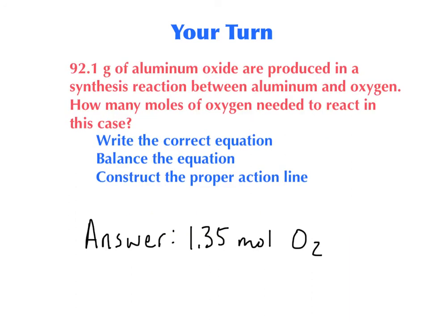Okay, I want you to try this one out now. Now you're going to have to write the correct equation for this, and I want you to remember oxygen is diatomic. Check the charges when you write aluminum oxide. It's just aluminum plus oxygen produces aluminum oxide. And then I want you to balance the equation properly and construct the proper action line. I've put the answer down here on the bottom for you to check out. If you're not getting this answer and you're getting very frustrated, you might want to check out your molar mass for aluminum oxide, which I got to be 101.96. So that's a common mistake that people make. But check this out and have it done and be ready to turn it in.